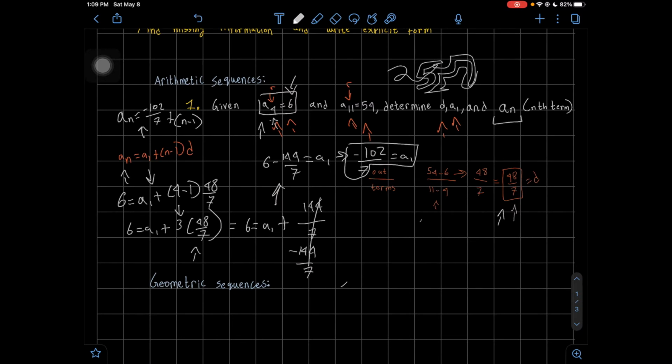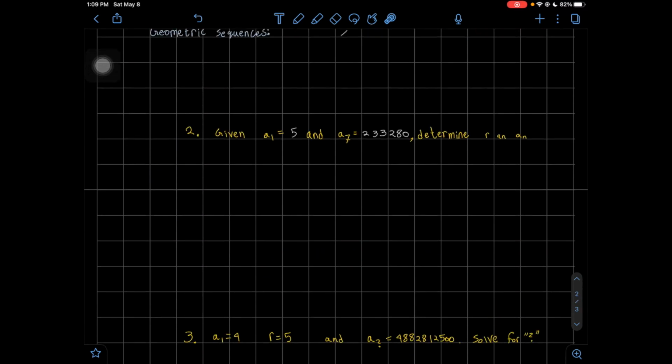So we have plus n minus 1, and then we just multiply by our d value, which is 48 over 7. And that's going to be our a of n. So now we found our a of n value, we found our d value, and our a1 value. So we have finished this problem. Now let's go ahead and start our geometric sequences.